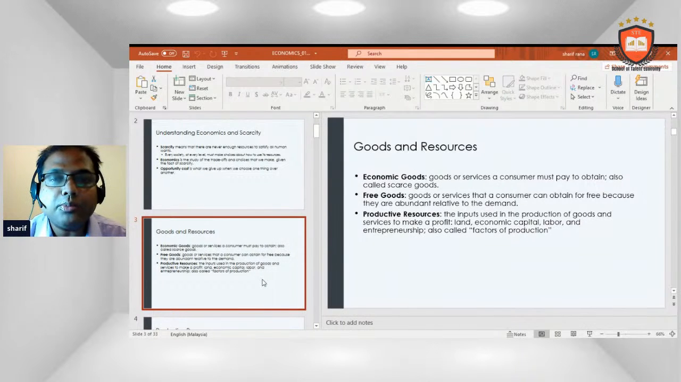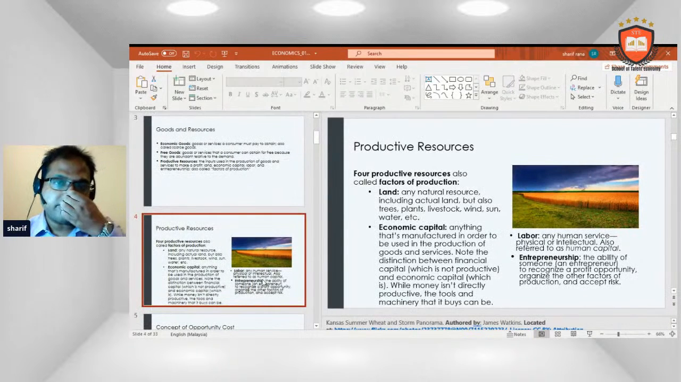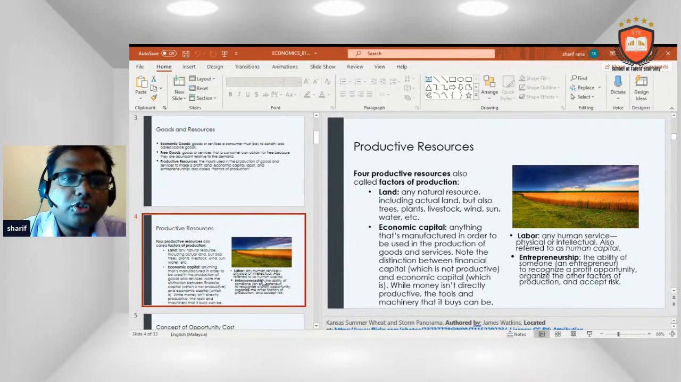Productive resources are the inputs used in the production of goods and services: land, economic capital, labor, and entrepreneurship, also called factors of production. Land is any natural resource, including actual land but also trees, plants, livestock, wind, sun, water, etc.